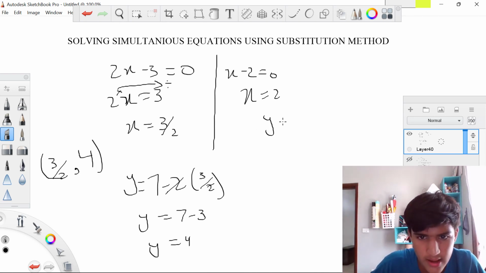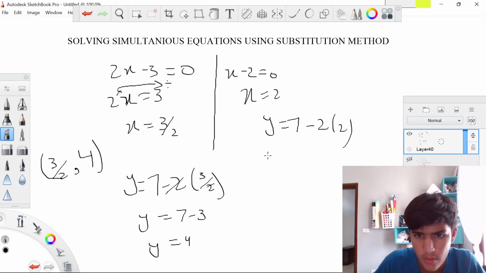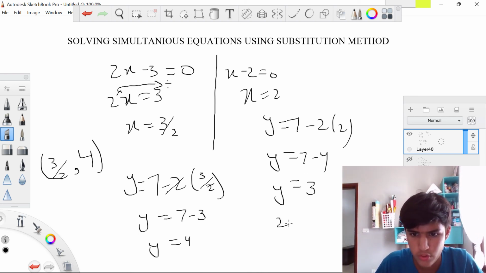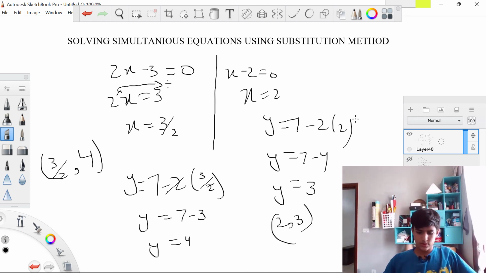And here y is equal to 7 minus 2 into 2, which is y is equal to 7 minus 4. y is equal to 3. So the answer is 2 comma 3. So this was the answer of question number 7 of exercise 2.1.